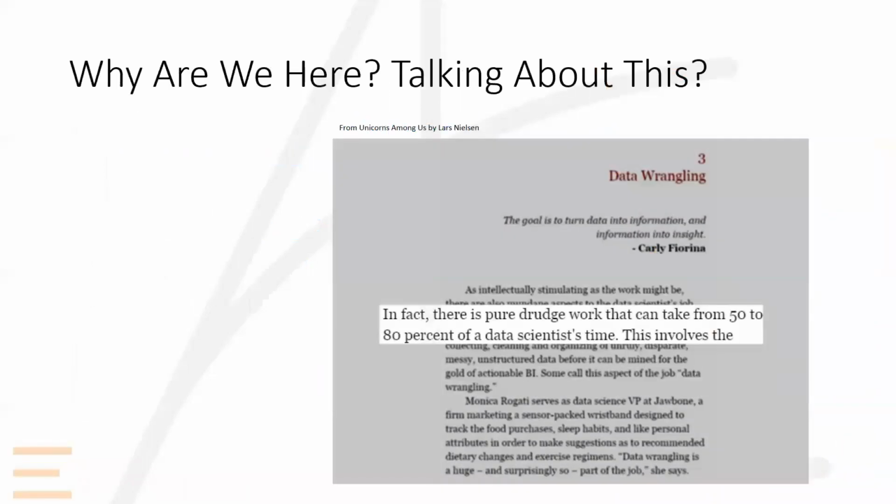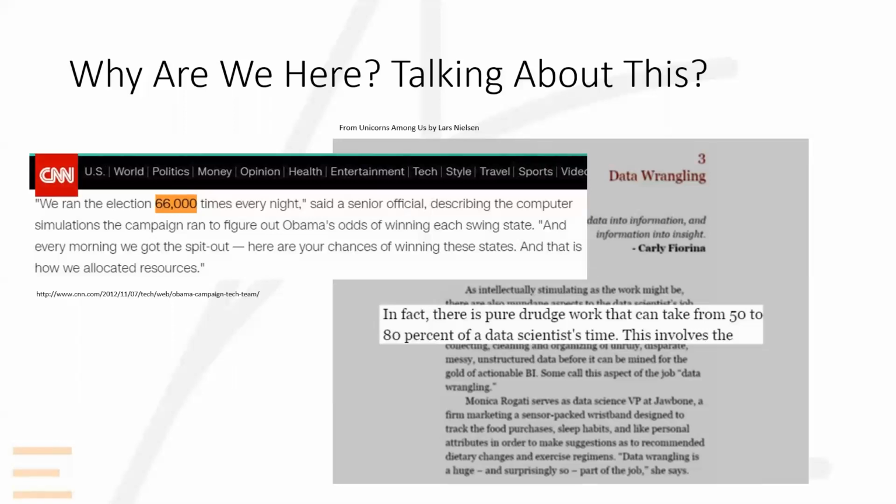So why are we here talking about this particular topic today? Well, there's a chapter in a book that's about 3 years old. It's called Unicorns Among Us, written by Lars Nielsen. And in chapter 3 on data wrangling, he says there's pure drudge work that can take 50 to 80% of a data scientist's time. And what he's talking about there is data engineering, data integration, data wrangling, munging. There's lots of names for it. But what can we do if we can shorten this long pole in the tent? We can literally change the world.